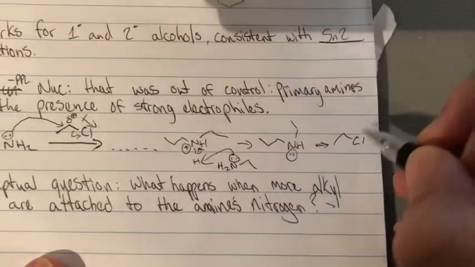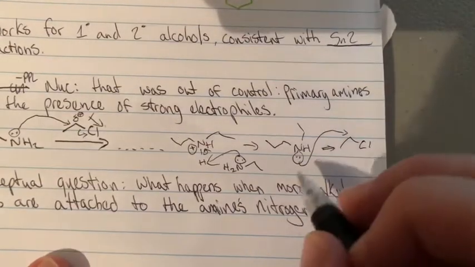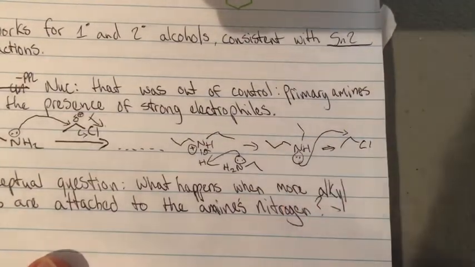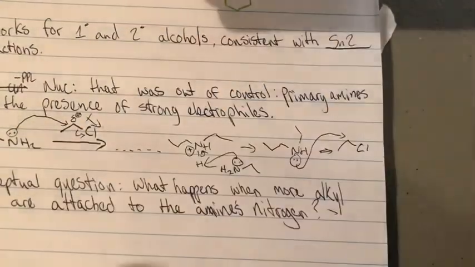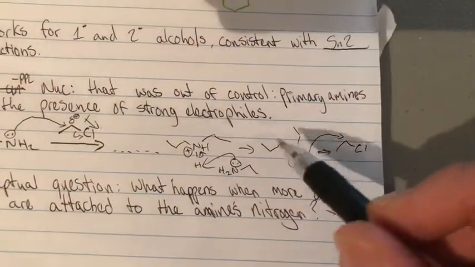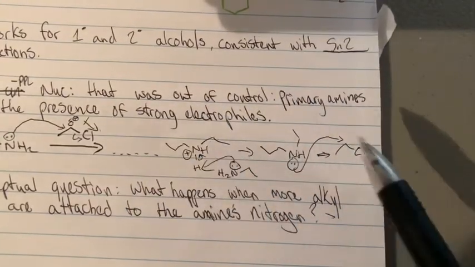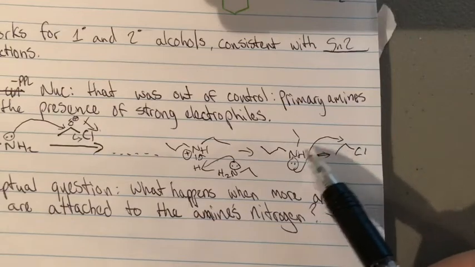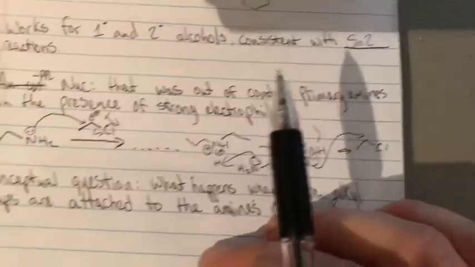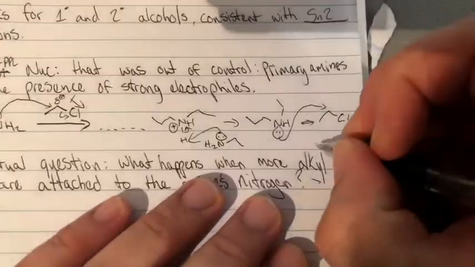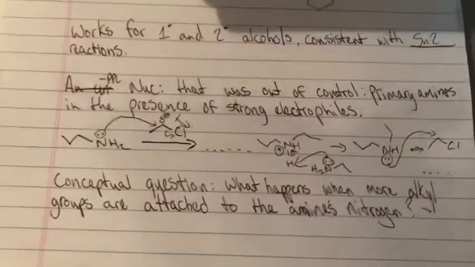So, nonetheless, this is going to just continue to attack ethyl chloride species continuously, and eventually you get to the point where you have disubstituted, trisubstituted, even tetrasubstituted species. So this just kind of continues on until you get into a quaternary species of amine.